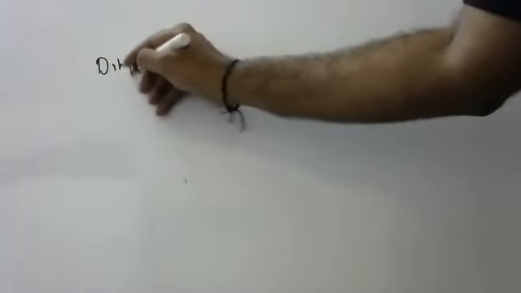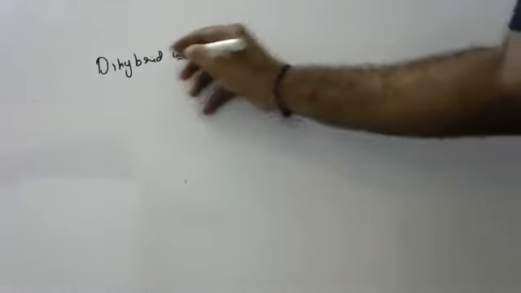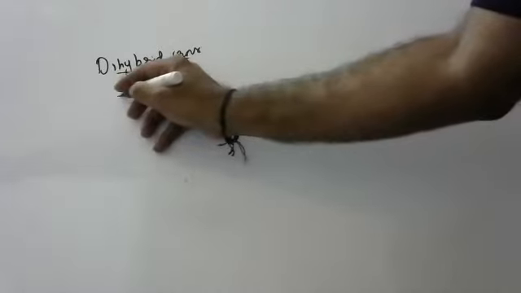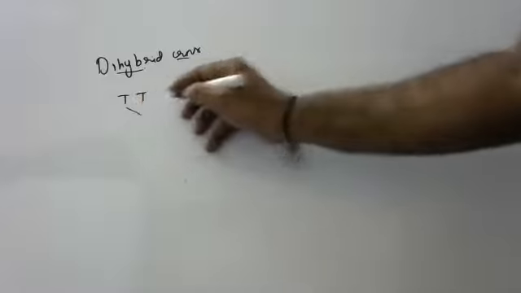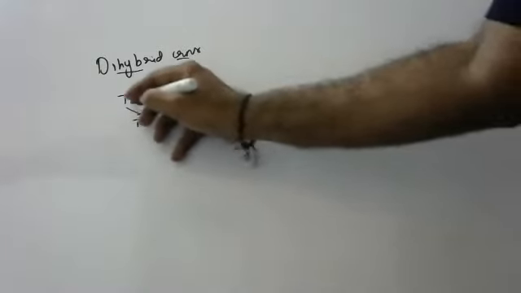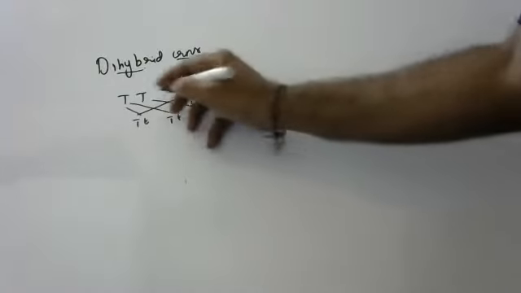So children, today we will discuss in heredity and variation about dihybrid cross. Hope you remember children, yesterday I told about monohybrid cross. In monohybrid cross, I took one homozygous tall and one homozygous dwarf, I cross pollinated, and in the first generation I got dominant characters.